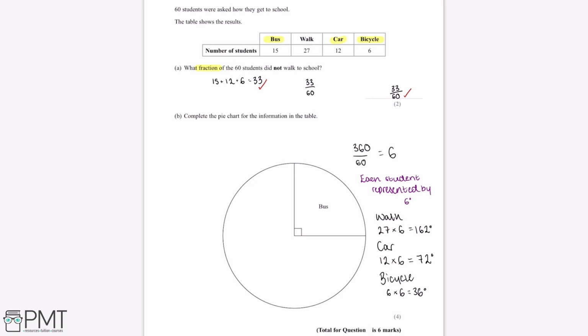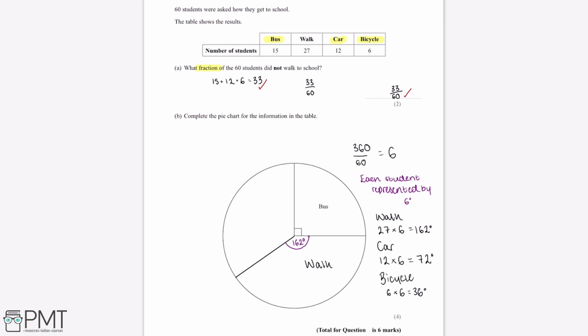Now the final thing we need to do is fill this information into our pie chart here. And to do this, we're going to need to use a protractor. Now what we'll do is we'll place the protractor on this line here and then draw a line at 162 degrees. And we can write in that this section is the number of students which walked to school.